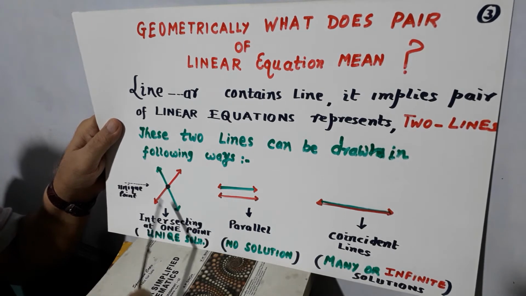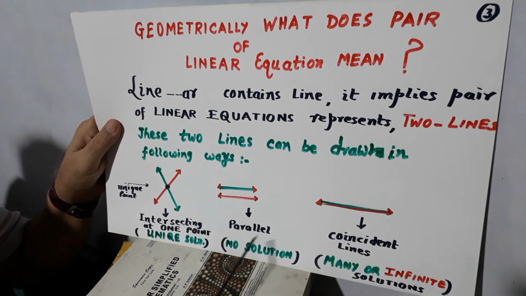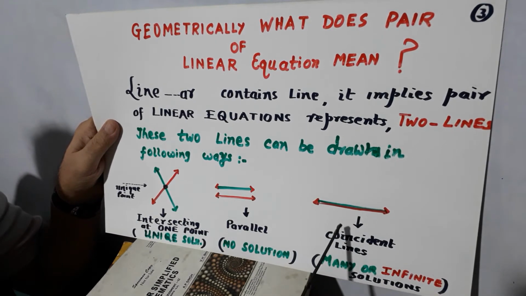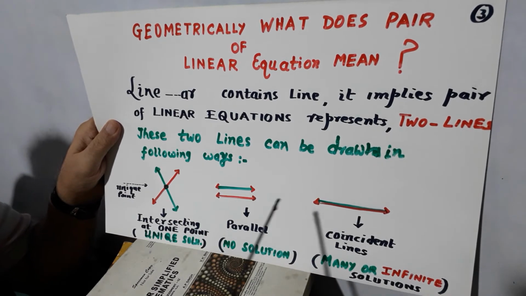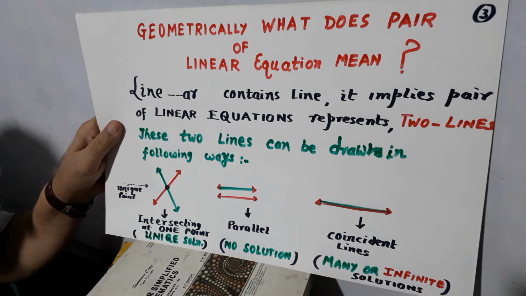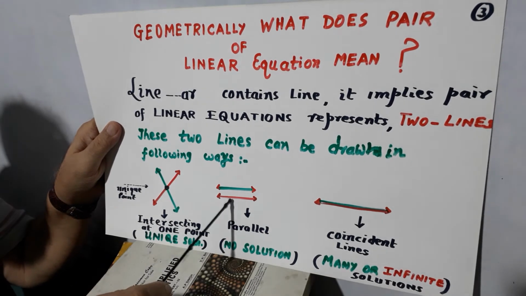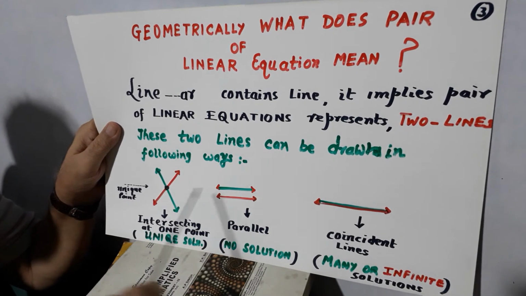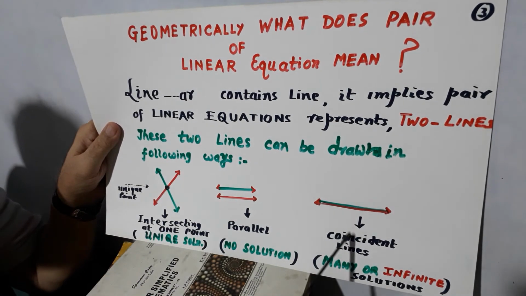So here they are intersecting at one point, it means there is a unique solution. Here there is no solution. Now two lines can be coincident also, that is the third case. So there can be many or infinite solutions. Solution means point of intersection. Here there is one, here is none, and here there are many. Here there is one, here there are many. One solution, many solutions.